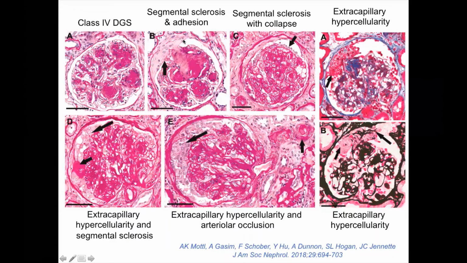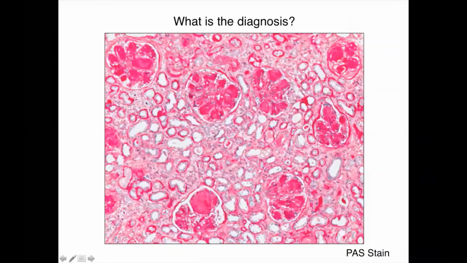Okay, right. So this is a PAS stain, and we have a formation of nodules expanding in the mesangium, and the question is, what is the diagnosis?